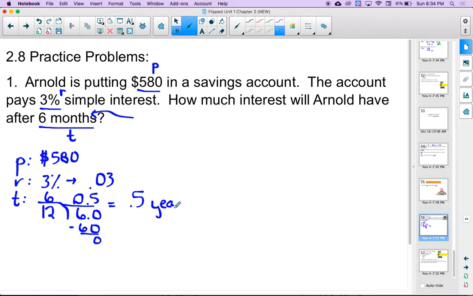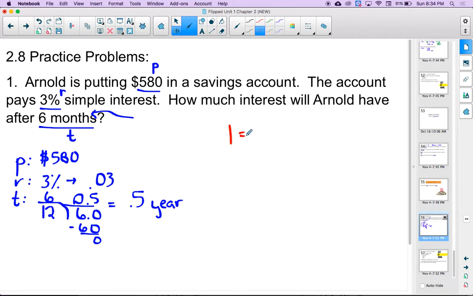If they give you years, this is really, really easy. You just put the number directly into the problem. But if they give you months, you always have to do this fraction and change it to a decimal. Okay, so let's do our problem here.